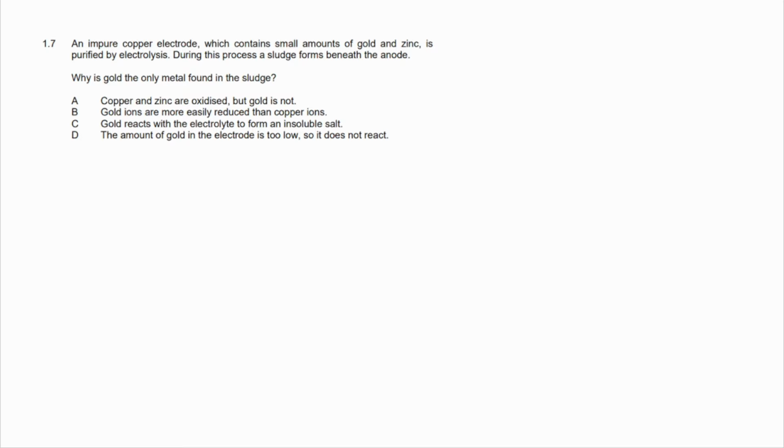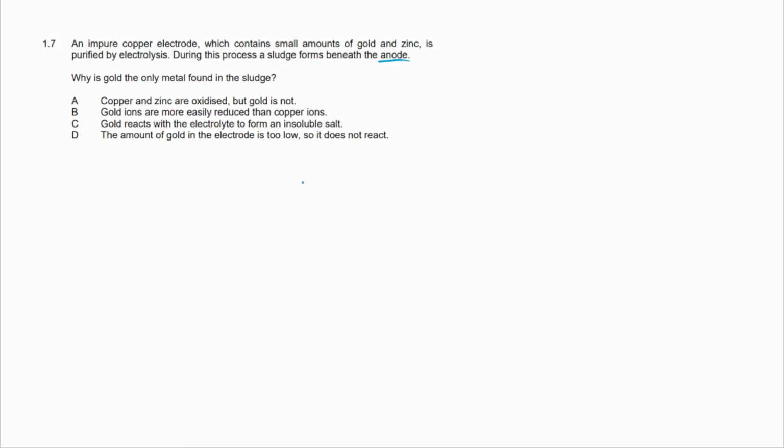So 1.7, we have an impure copper electrode, which contains a small amount of gold and zinc. It's purified by electrolysis. During this process, a sludge forms beneath the anode. Why is gold the only metal found in the sludge? So we know gold does not form ions when we're doing this electrolysis and purification, electroplating type stuff.